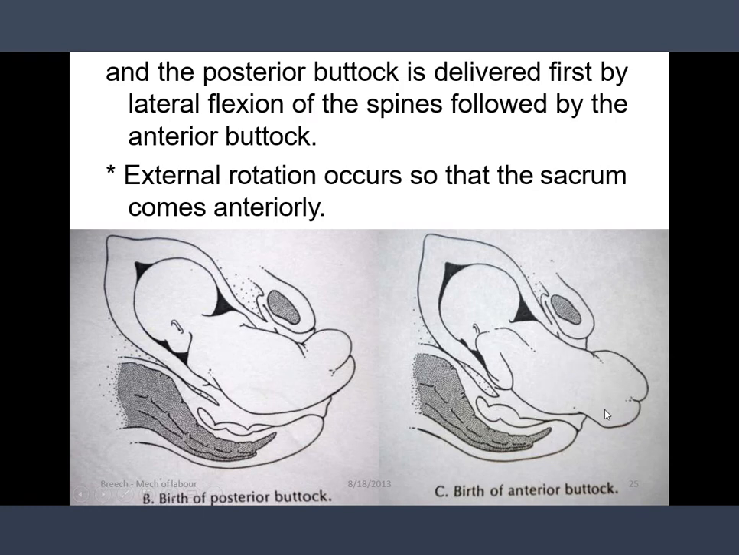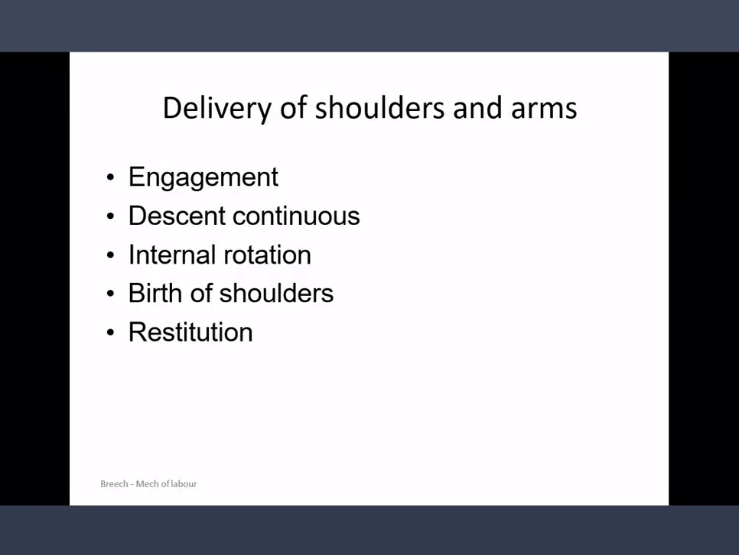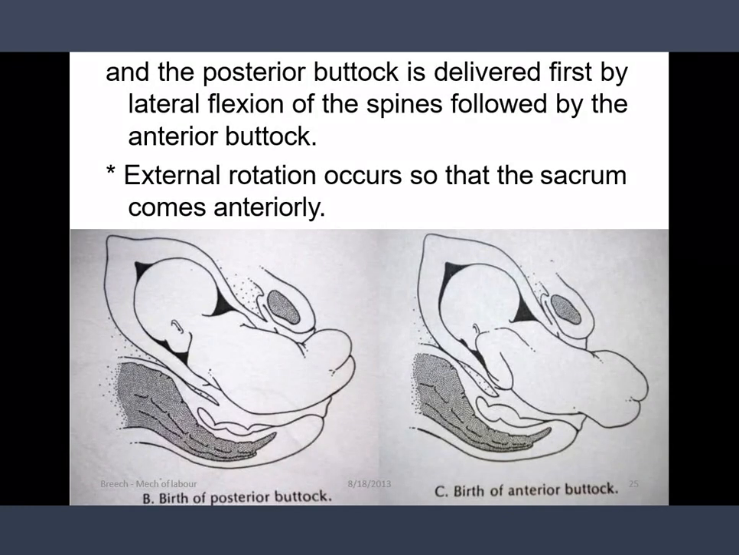After delivery of the trunk, there will be restitution. During internal rotation, there was twisting of the trunk. This twisting of the trunk will be reversed. There will be untwisting of the trunk during restitution. So restitution will take place in the direction of the internal rotation. After restitution, there will be external rotation of the trunk.